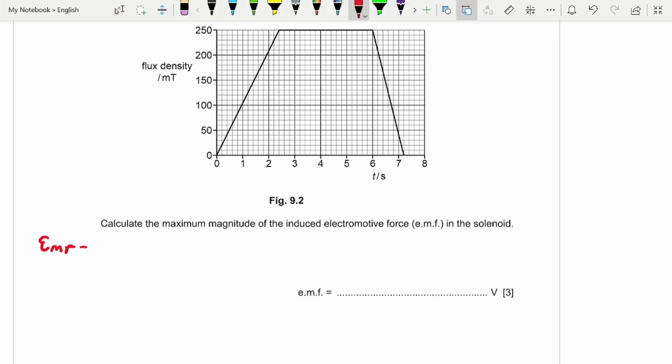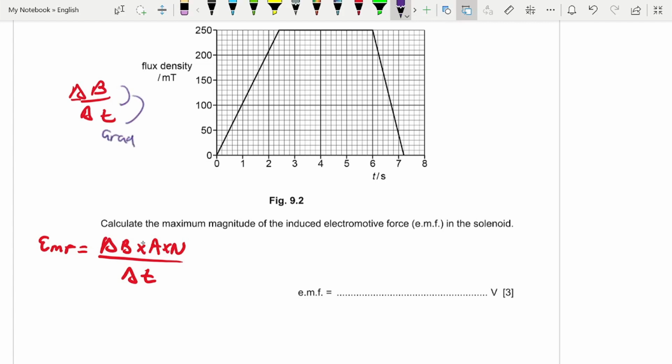The induced EMF is equal to the rate of change of magnetic flux linkage, or the rate of change of magnetic flux. So it's going to be delta B multiplied by A multiplied by N divided by delta T. We have delta B over delta T here, and looking at this graph, your flux density B is over here, and you have time over there. You can tell that the EMF is somehow related to the gradient, to some extent.